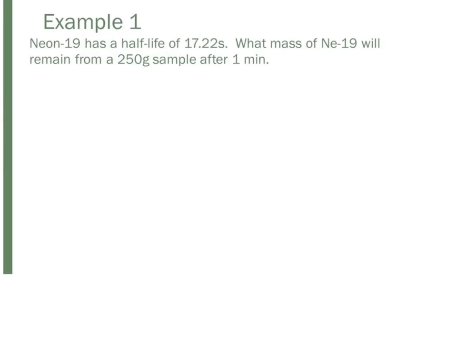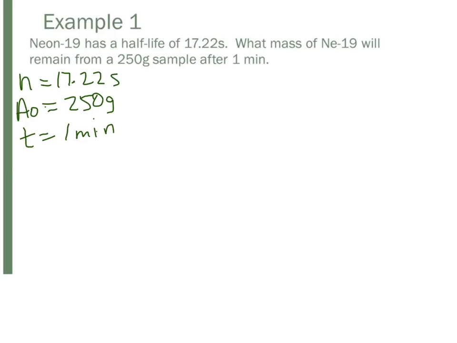So let's look at an example. So here we're using neon-19. The fact that it's neon-19 really doesn't matter. So we have a half-life of 17.22 seconds. And it says, what mass will remain after a 250 gram sample after 1 minute? So we do need to make sure that our time values are in the same units. So we're going to make that 1 minute 60 seconds. Now, the other thing too, you can leave the mass in grams, but if you're afraid you're going to forget, feel free to change it to kilograms.